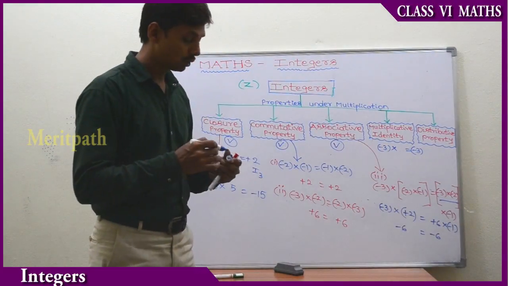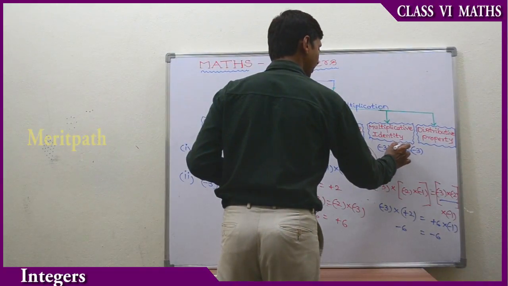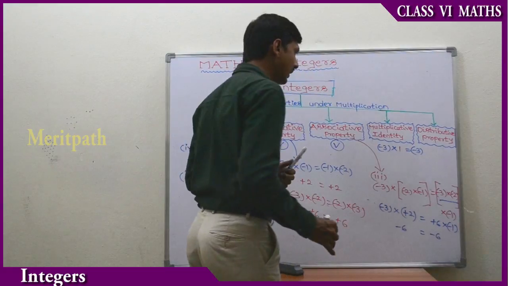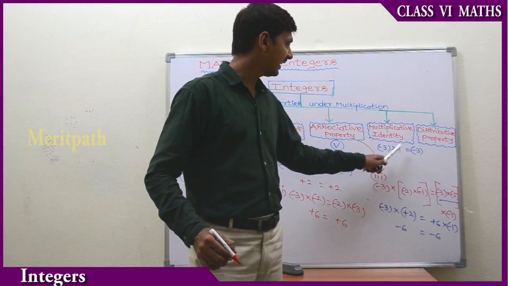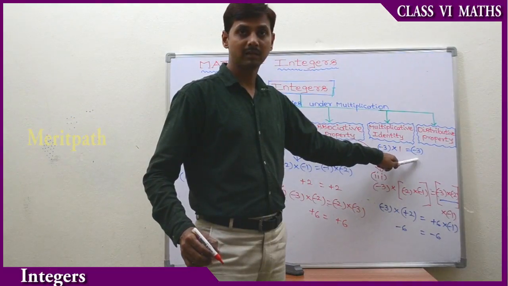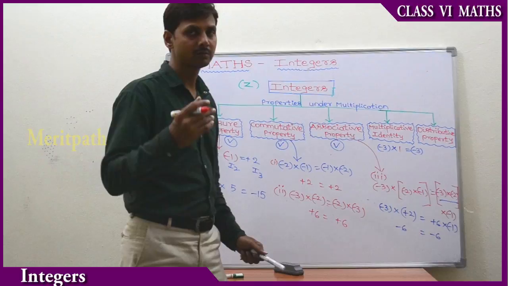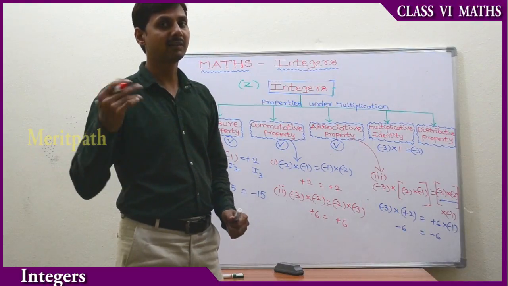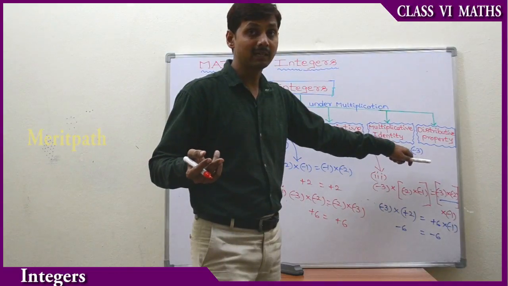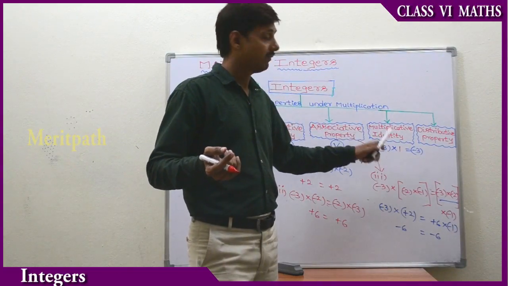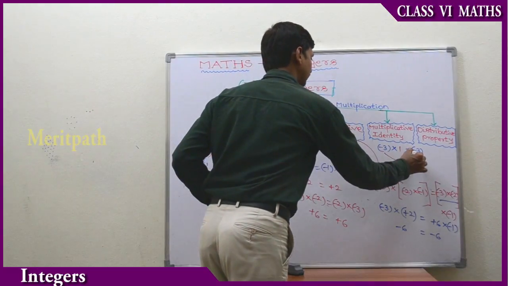To get the same result, it is not possible with any number except 1, because minus 3 into 1 is minus 3. If we take 0, minus 3 into 0 is 0. Minus 3 into 2 is minus 6. So except for 1, we get different values and do not get what we have taken. When we multiply with 1, we get the same result that we have taken.